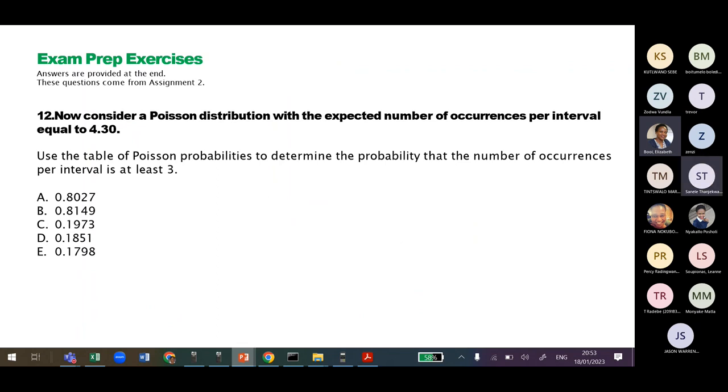Now consider a Poisson distribution with the expected number of occurrences per interval being 0.43. So our lambda now, it's easy to use. And they say at least. What does at least mean? This is where now you need to remember the not less than. It's at least less than, or at least greater than, or at least greater than or equal, or at least less than or equal. But this at least is greater than or equal to 3.